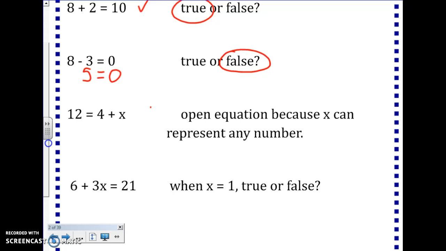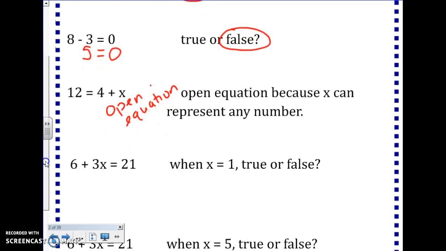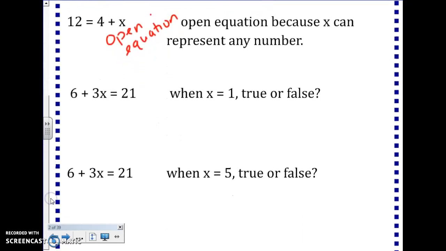All right, but jumping into what we need to do, we want to be able to go back and check our work. So this one is considered an open equation. It's open because we don't know what the value for x is yet, so we can't actually say if it's true or false. But in the next example, we're told that x equals 1. So we want to evaluate that and find out if it's actually true or false.